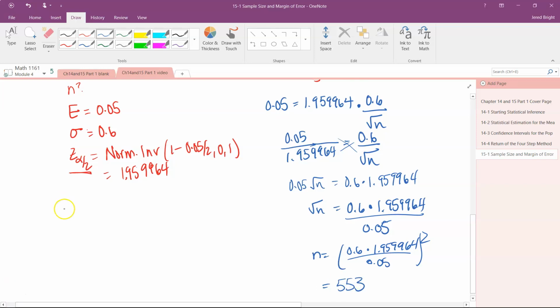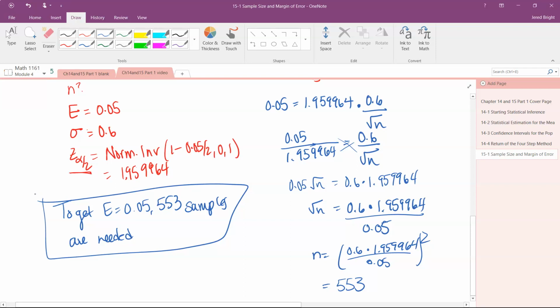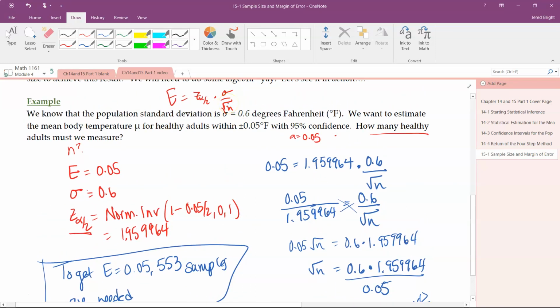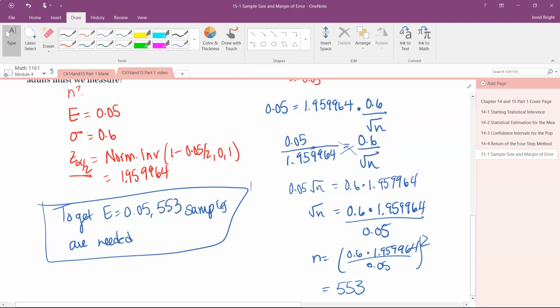553. So to get E equal to 0.05, 553 samples are needed. Boom, done, drop the mic, walk away. But seriously, that's all you have to do. So know that with margin of error, if you need to find the sample size for a particular margin of error, just solve it using algebra, and along the way you might have to do a little bit of Excel work, just that norm.inv.